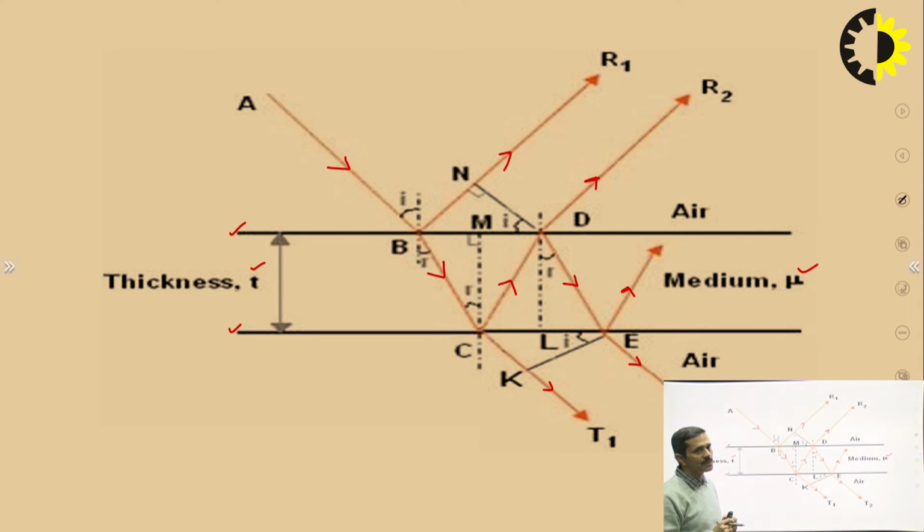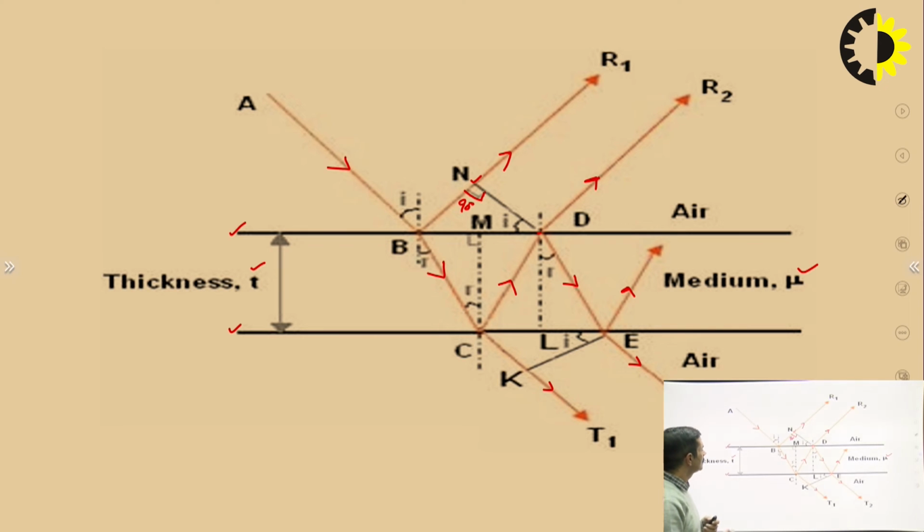To find the path difference between R1 and R2, we will draw a perpendicular from point D on the BR1 ray, that means DN. This is the normal from point D on the R1 ray, so this angle will be 90 degrees. First we will find the path difference between these two interfering waves R1 and R2.